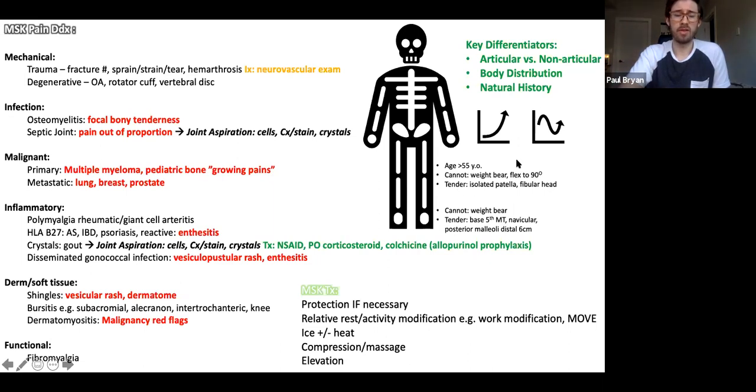And then the most helpful thing is that you should ask yourself, whenever they're presenting with pain and it's an MSK pain, is it articular versus non-articular? Because if it's articular, it rules out all the non-articular things and vice versa. So that's a big key differentiator that can keep you from going astray.